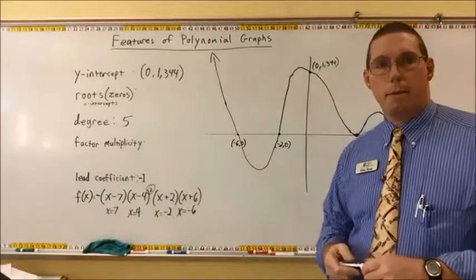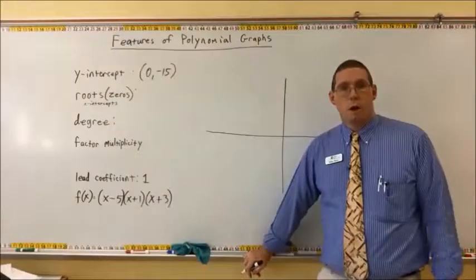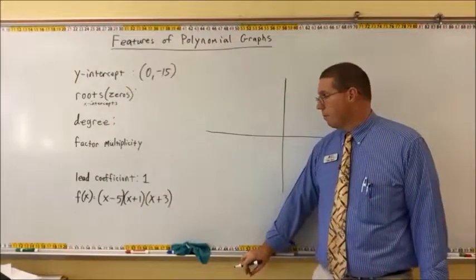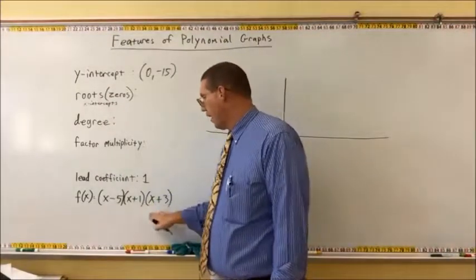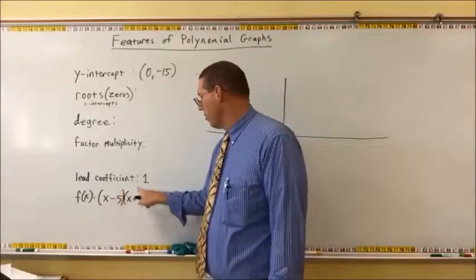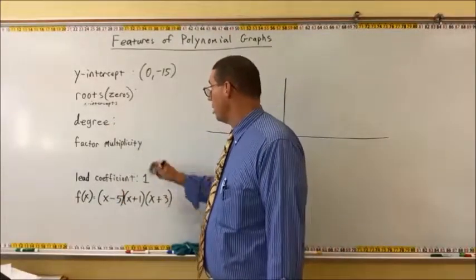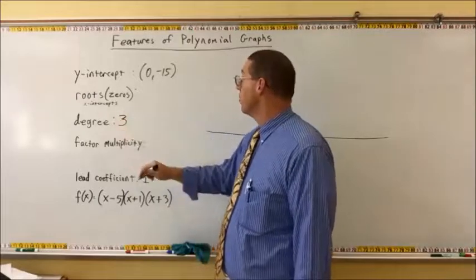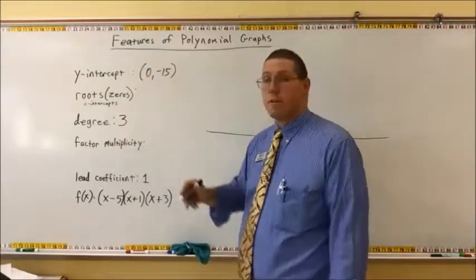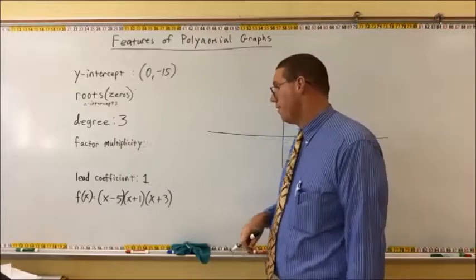Let's do maybe one more example. All right, here's another example. This one's a little bit simpler. It only has 3 factors. Each one has a multiplicity of 1. So what's the degree? 1 plus 1 plus 1, that's a degree of 3, right? We've got a y-intercept of (0, -15).